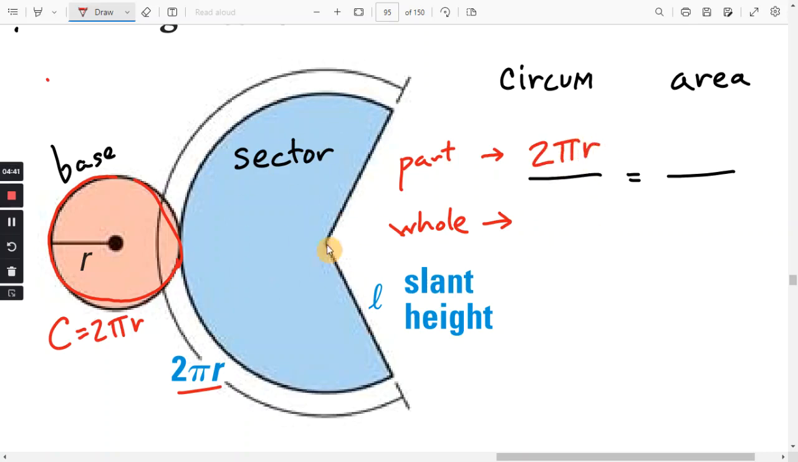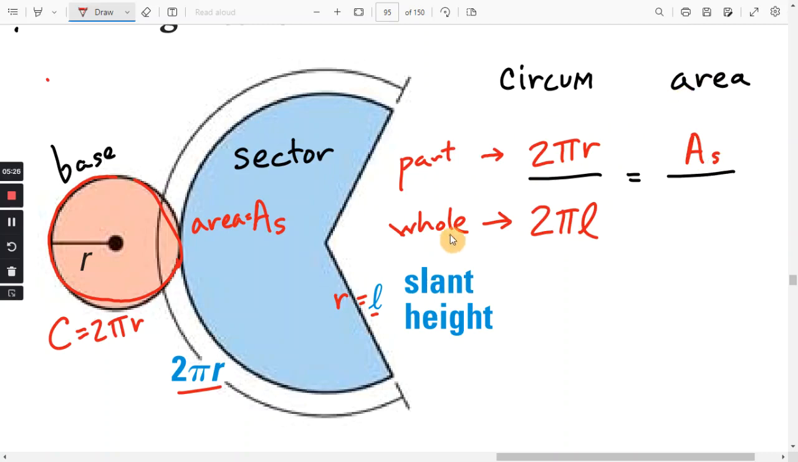Now, if this were a whole circle, the circumference would be 2 times pi times L, because the radius for this sector is L. And for the area, the sector area we don't know, so for the area of the sector we'll just label it A sub S. That's the area of the part, because this is just part of a circle.